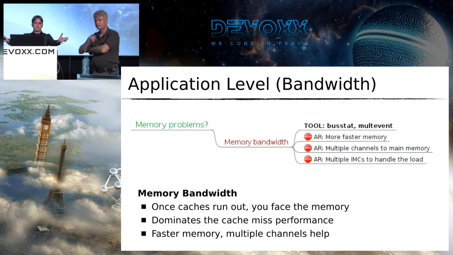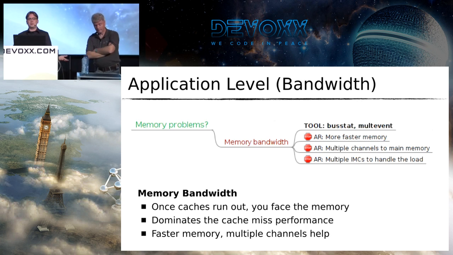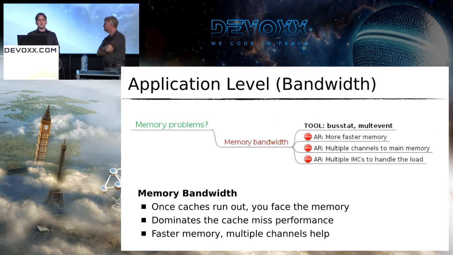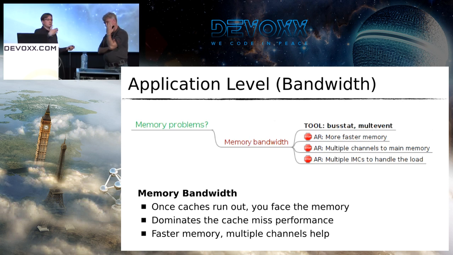So after you run out of caches, you meet with memory. You will meet the memory in one way or the other. And then your memory bandwidth starts to count. So that actually dominates your cache miss performance. If you have the opportunity to get faster memory, like go from single channel to dual channel, or just get faster memory sticks, that will greatly improve your performance because your cache misses would be faster. But that's also dependent upon your bus speed and everything else that's using your bus. Yes, sure. So this is the bandwidth.